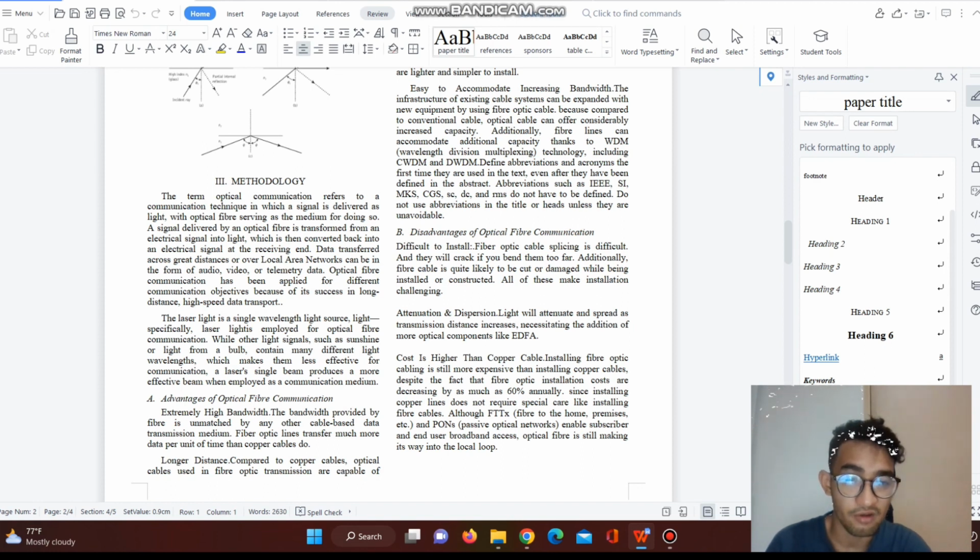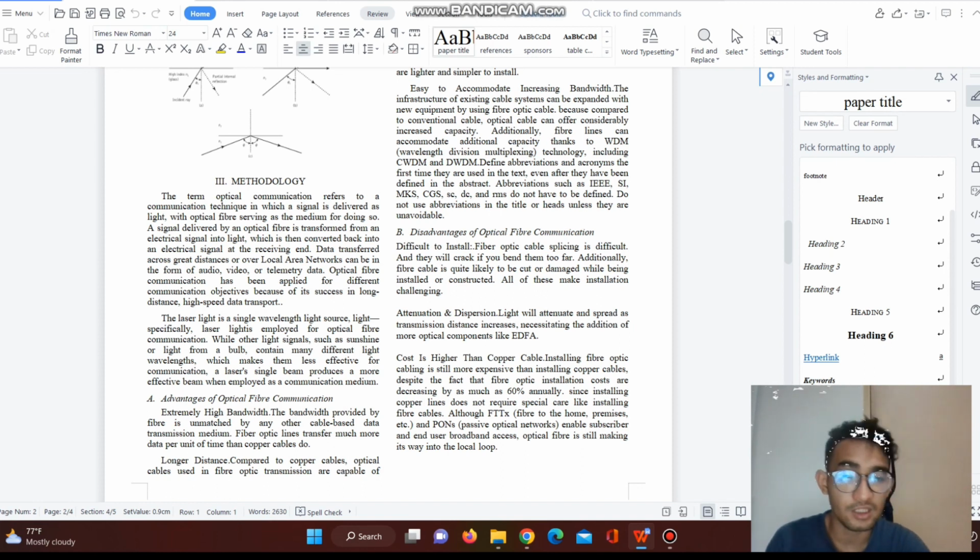The infrastructure of existing cable systems can be expanded with new equipment by using fiber optic cable. Compared to conventional cable, optical cable can offer considerably increased capacity, and fiber lines can accommodate the additional capacity thanks to WDM, which is wavelength division multiplexing technology.